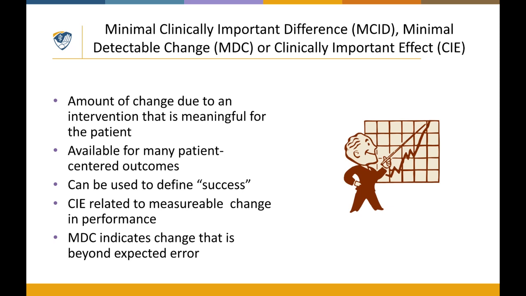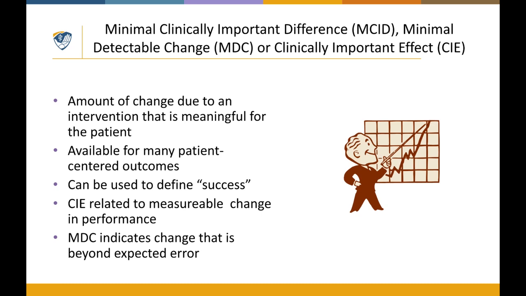The MCID is typically utilized for patient-centered outcomes or patient-reported outcomes, and that's probably one of the more common applications that we'll see. Very often we can use these values to define, quote-unquote, success of an intervention. If an intervention can create a change that exceeds the MCID, then we can say that is a successful treatment, or a treatment that's going to be clinically important to that patient.